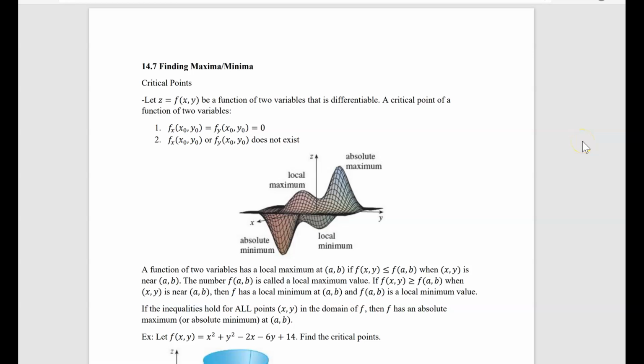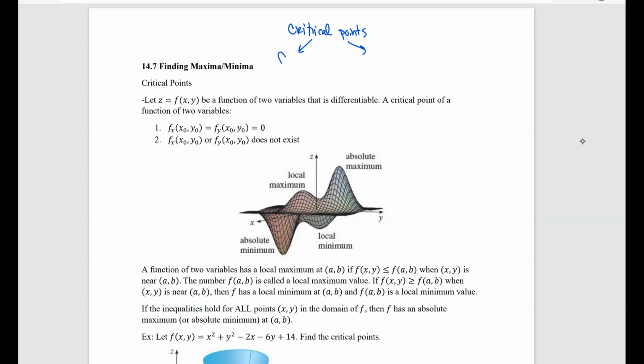All right, so this is going to be 14.7, finding maximums and minimums. So if you remember from Calc 1, the way that we used to find maximums and minimums would be two different ways. So one of the things that we want to take a look at is something called critical points. So these critical points or critical numbers, which are the x values, we found them using two different ways.